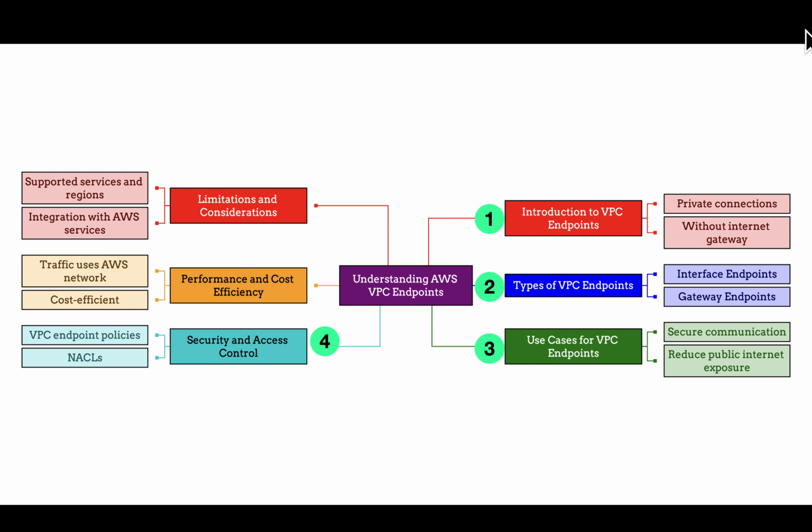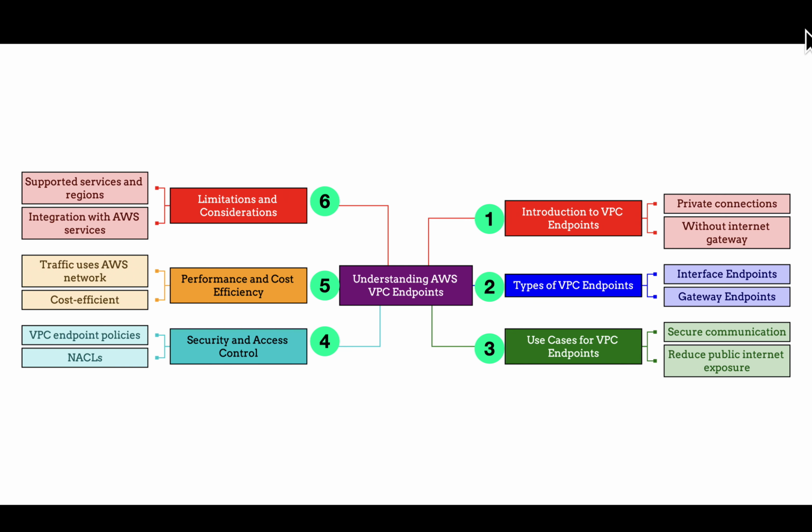4. Security and access control. VPC endpoints can be secured using VPC endpoint policies and NACLs, network access control lists, to control traffic. 5. Performance and cost efficiency. Improves performance as traffic uses the AWS network, which is often more cost efficient than public internet routing. 6. Limitations and considerations. It's important to understand the limitations, like supported services and regions, and integration with other AWS services.